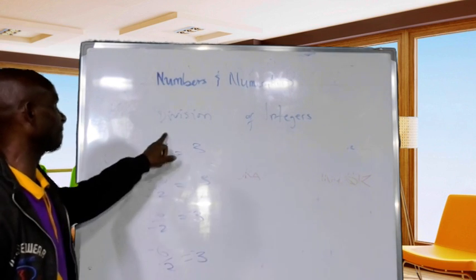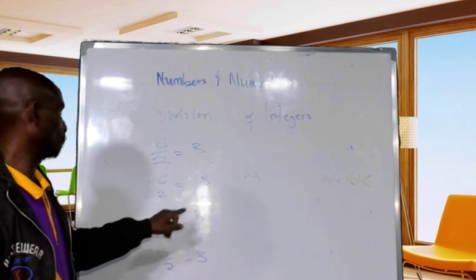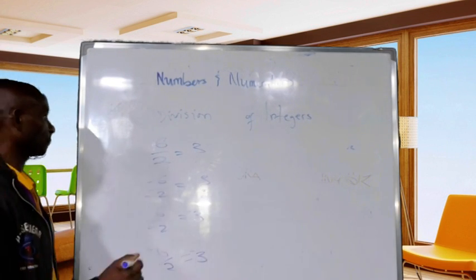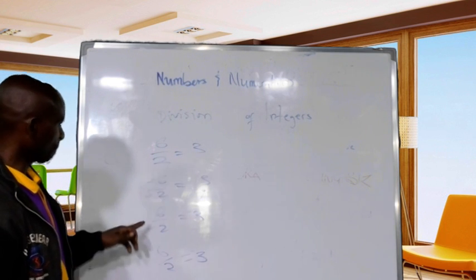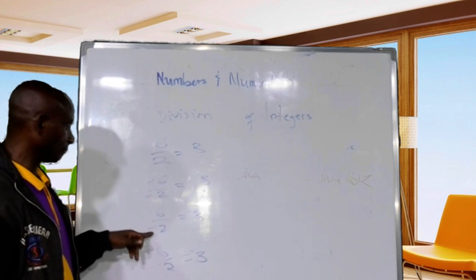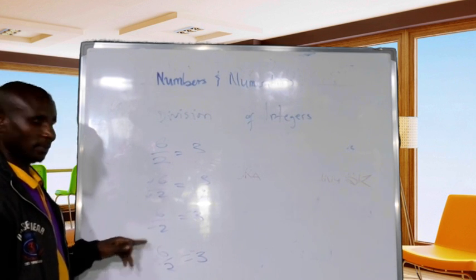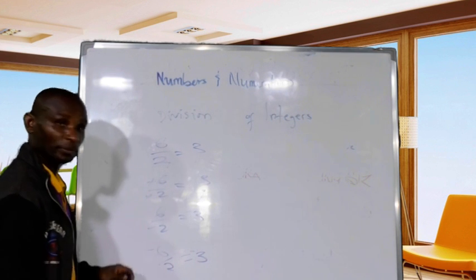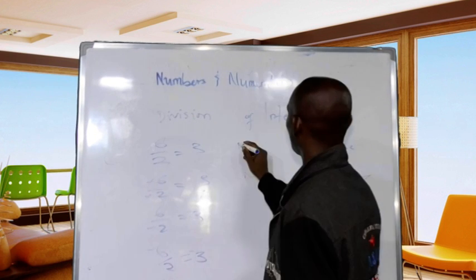In this case, 6 divided by 2 is 3. Minus 6 divided by minus 2 is 3. Why is it 3? It's because this minus cancels this minus. But in the case where we have a positive and a minus, there is no minus sign here to cancel. This minus remains. Same is applicable here. There is no minus to cancel here. This one remains.